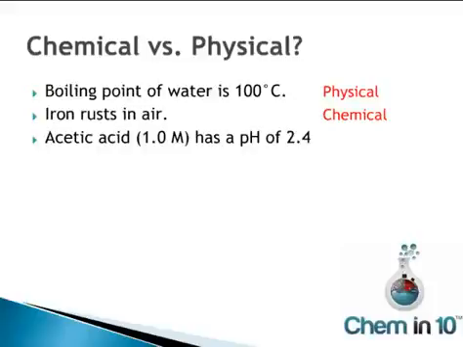Acetic acid, 1.0 molar acetic acid, has a pH of 2.4. pH is a measure of the concentration of hydrogen ion in solution. The concentration of hydrogen ion in a solution describes a substance's ability to react with other substances, specifically bases. Therefore, as pH describes an acid's ability to donate hydrogen ions to another substance, it is a chemical property.